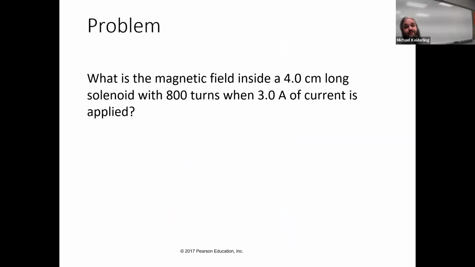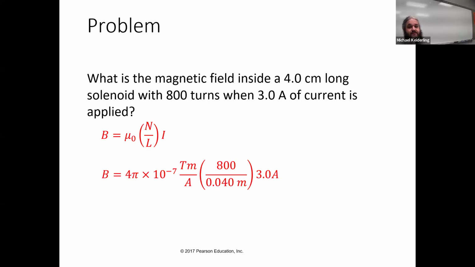So what is the magnetic field inside of a 4 centimeter long solenoid with 800 turns when 3 amps of current is applied? So here, magnetic field is mu naught times number of turns over length times current. So that's 4 pi times 10 to the minus 7 Tesla meters per amp times 800 turns over 0.04 meters, because that's 4 centimeters, times 3 amps, which comes out to 0.075 Tesla.